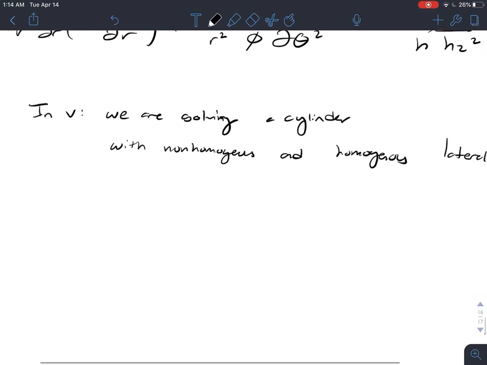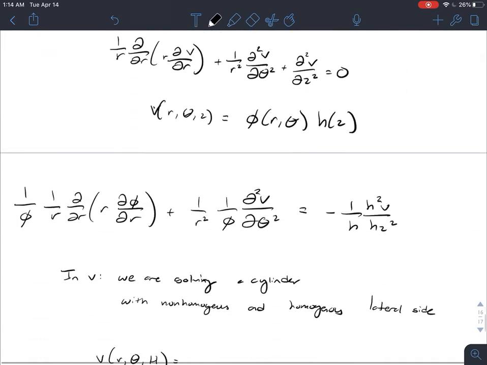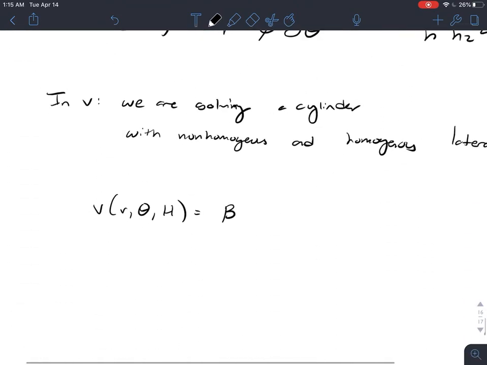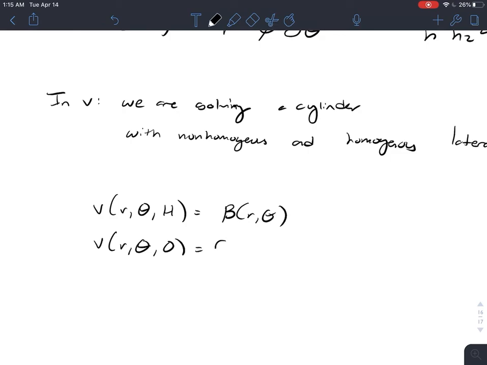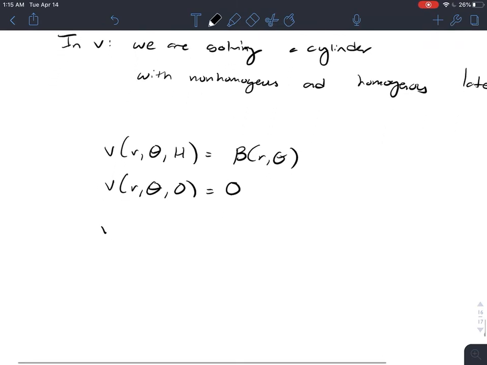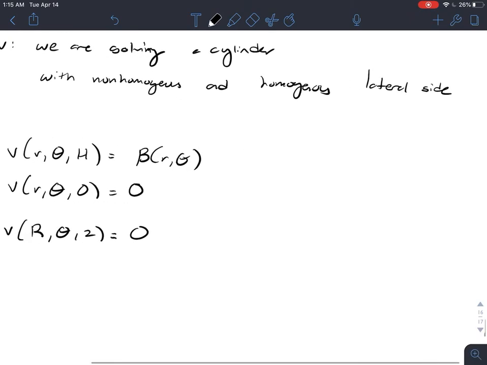So let's say the height of our cylinder is h. For cylinder v, this is saying that v of r, theta, h is equal to whatever the non-homogeneous thing is, beta of r, theta. This is also telling us that at the bottom of that cylinder, we're equal to 0. And for the radius of the cylinder, which I'm going to denote by big R, at the outer edge of that cylinder, for any height, we're equal to 0.